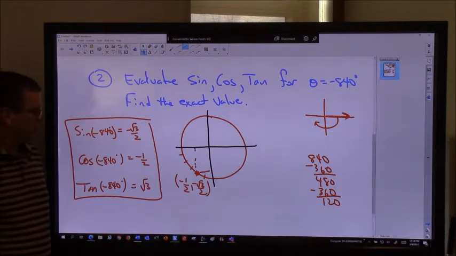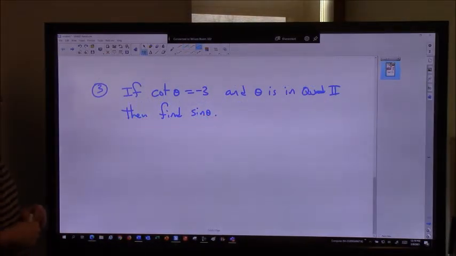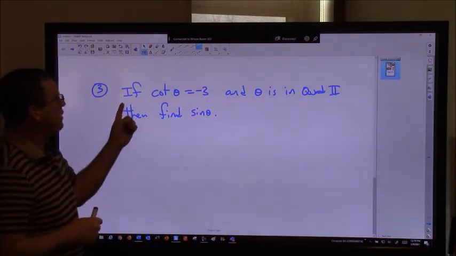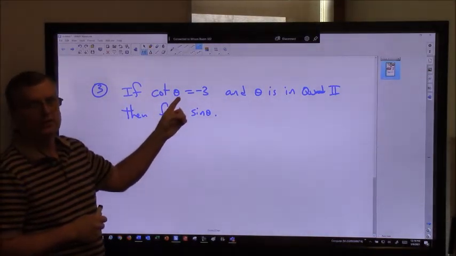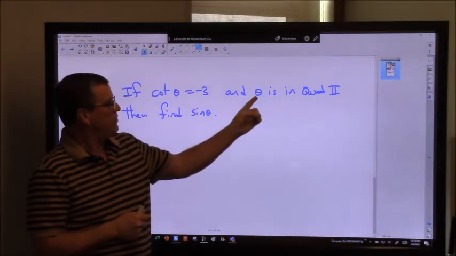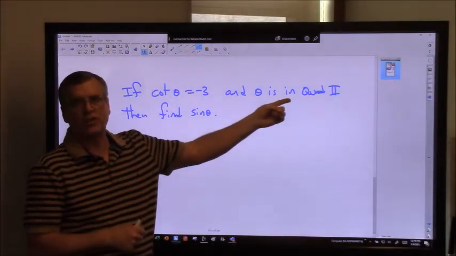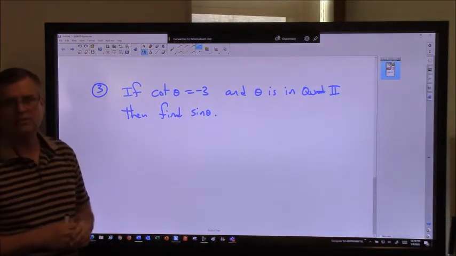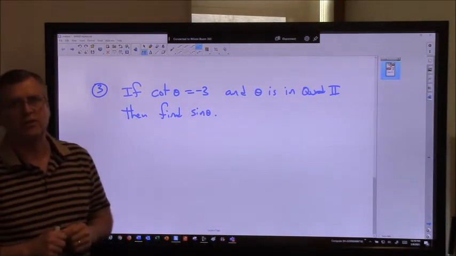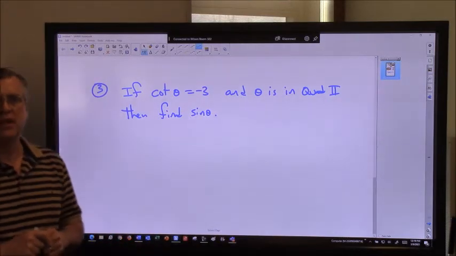All right, let's try another one. All right, so on this question it says, if the cotangent of theta equals a negative 3, and theta is in the second quadrant, so they're just trying to make sure we get everything drawn properly, then find the sine of theta. So we just have to find one trig function this time, not all 6 of them. Okay, you guys go ahead and try it.